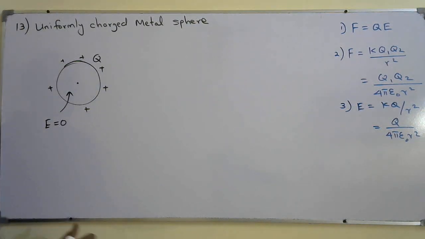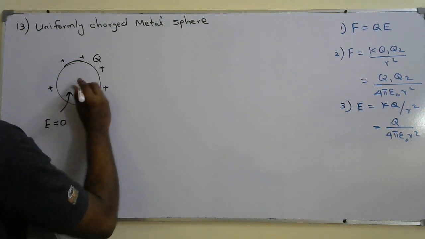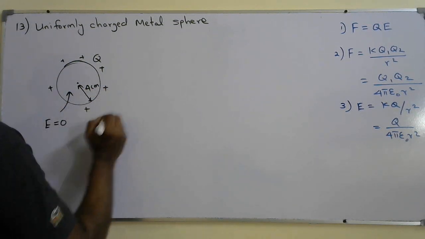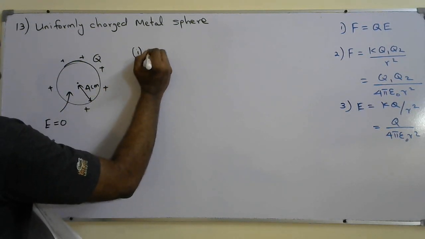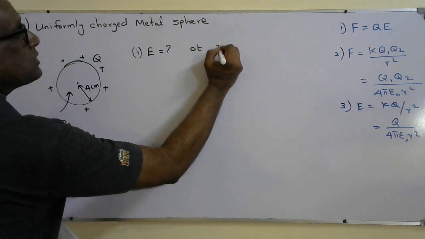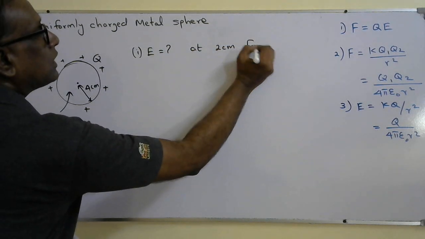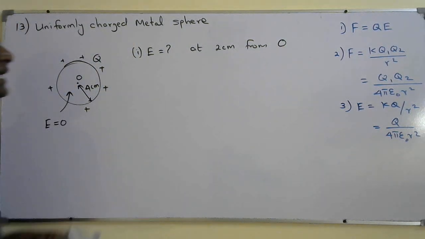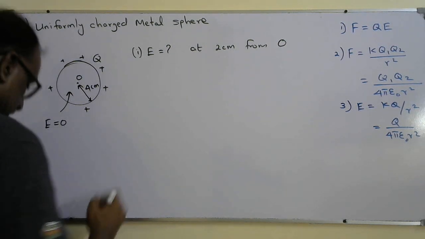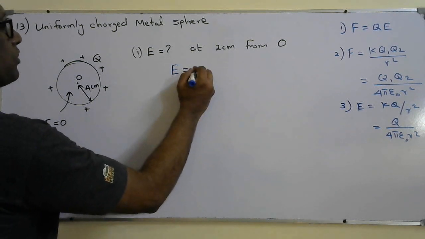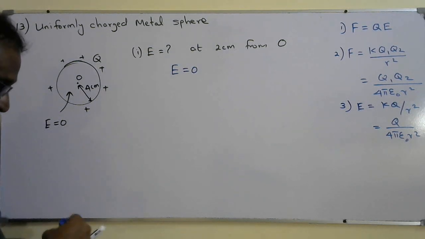So there can be a question something like this: the radius of the sphere is equal to 4 centimeter. The first question they can ask: what is the electric field strength at 2 centimeter from the center O? O is the center. From O, what is the electric field strength, they could ask. So that we know the answer: the electric field strength inside the sphere is equal to 0. I already gave the explanation.